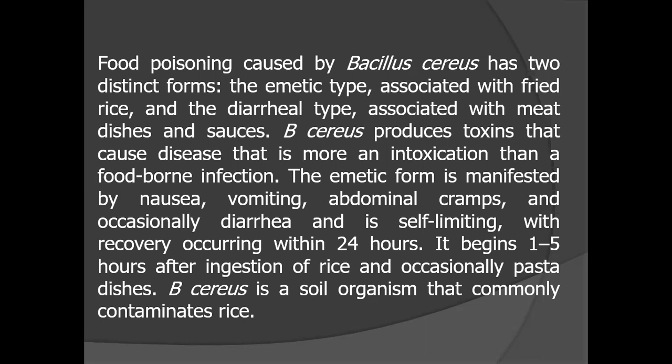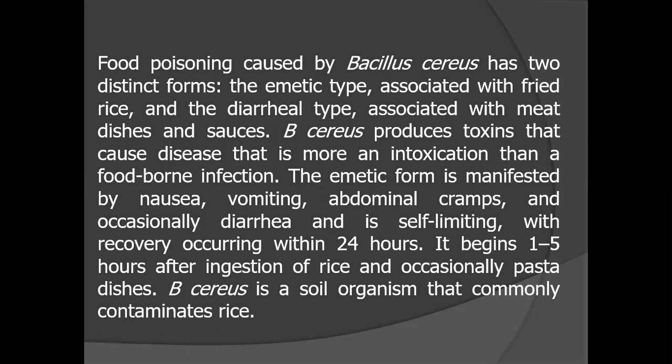The emetic form is manifested by nausea, vomiting, abdominal cramps, and occasional diarrhea, and is self-limiting. It begins 1 to 5 hours after ingestion of rice and occasionally pasta dishes.